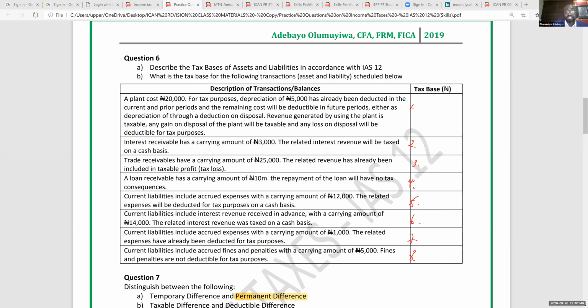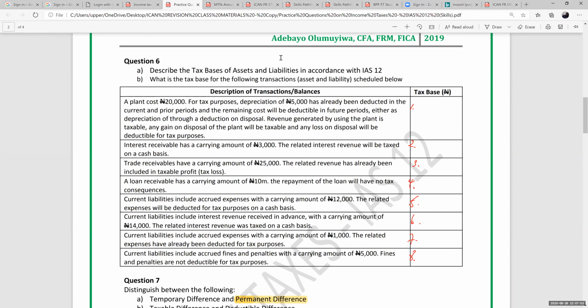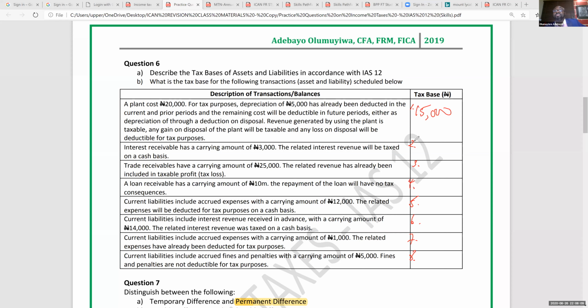Is how much? 15,000? Yes. Okay, I think that is right. $15,000. Okay. Oh yeah, I want to start with question 2. Question 2, 3,000. Correct. Are you sure? The interest is... No, sorry.